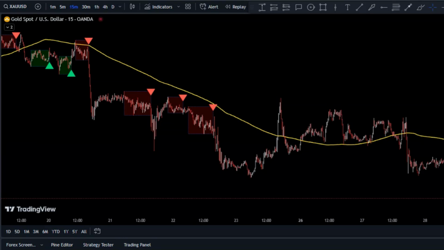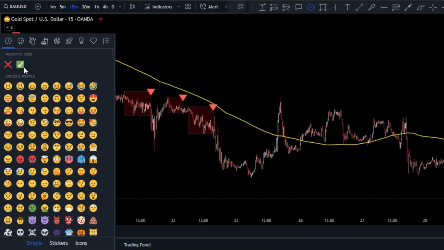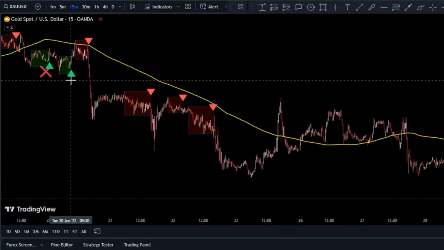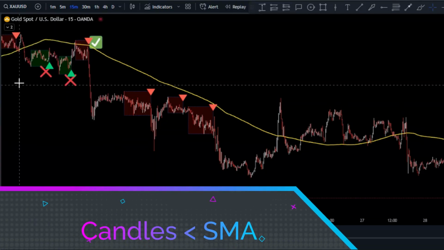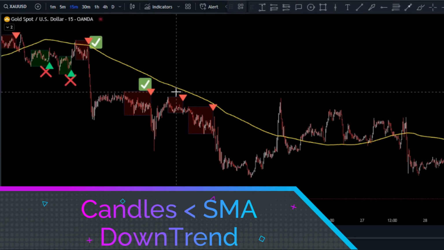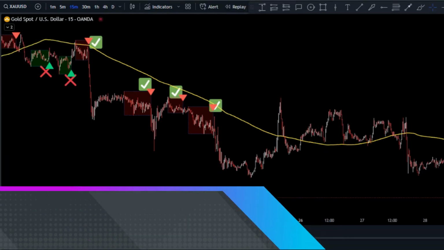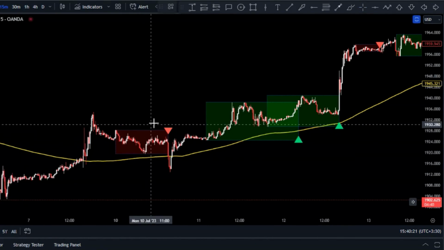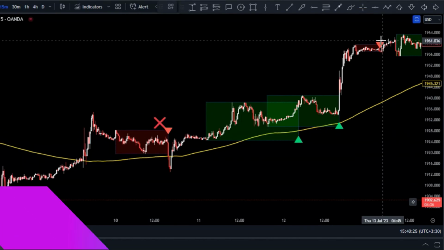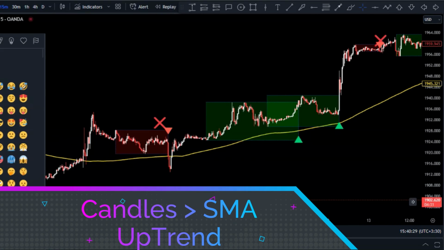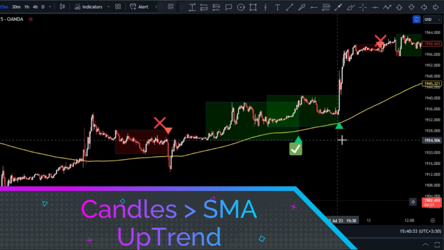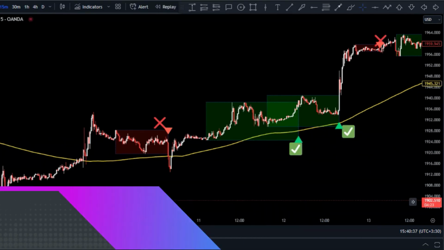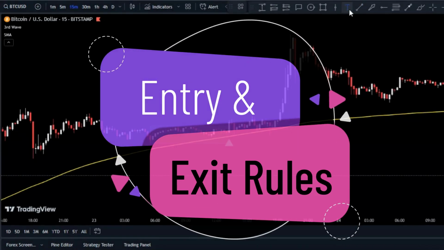To achieve this, when the candlesticks are below the SMA, you filter out the buy signals. Conversely, when the candlesticks are above the SMA, you filter out the sell signals. Now, let's establish the entry rules.